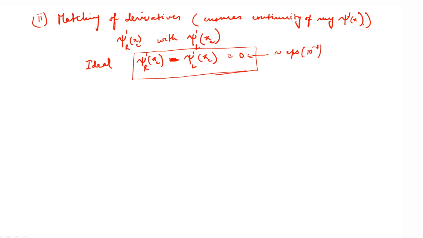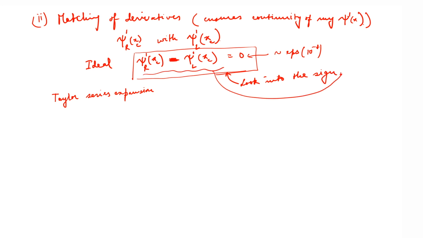So, how to do that? To do that, we again apply Taylor series expansion. Now, what we are going to do is look into the sign of this difference, so basically the sign of this quantity here, and determine E.